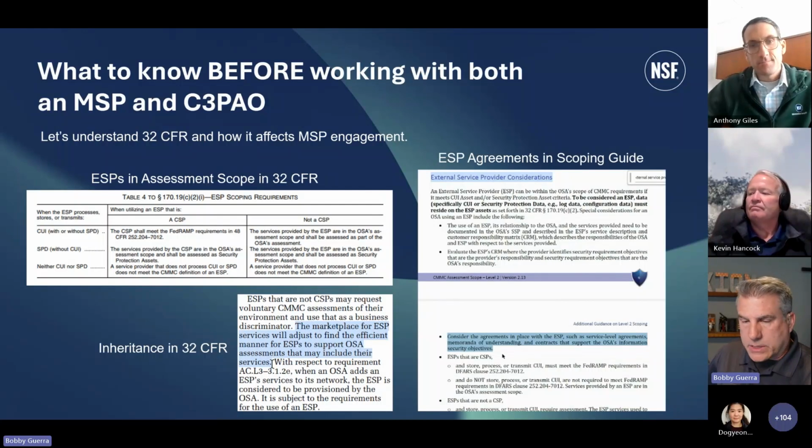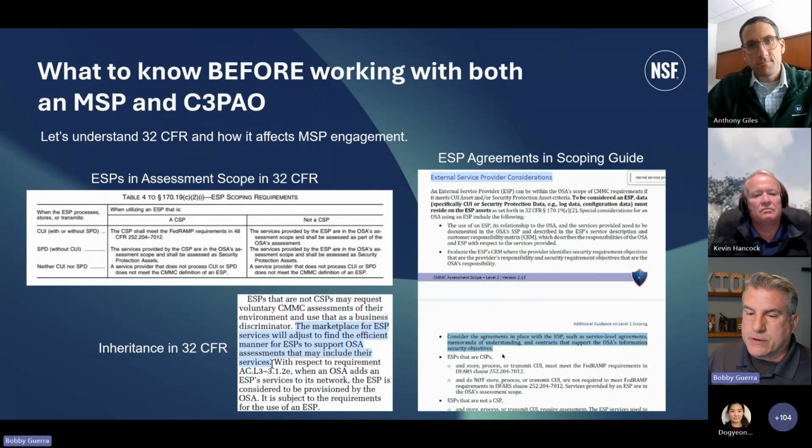We're not going to cover it in a ton of detail because the next slide we're going to go into more about it. But what we want to show here in the slides, on the left, is the external service provider references in the 32 CFR rule. And I just want to read that little section under inheritance in 32 CFR. It says ESPs, and in this case, we're referring to managed service providers because a managed service provider falls under that category, that are not a CSP may request a voluntary CMMC assessment for their environment and use that as a business discriminator. That's what we did. The market for the ESP services will adjust to find an efficient manner for the ESP to support OSA environments that may include their services. What do you think that means, Tony, when they say that?